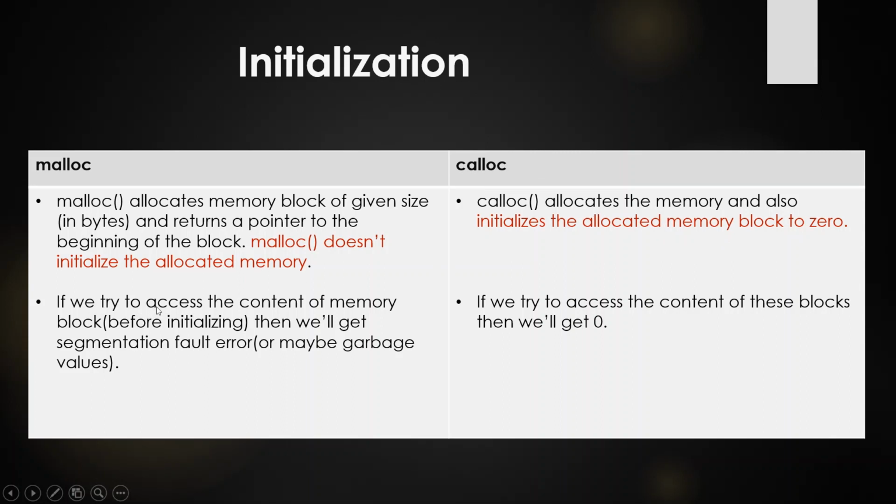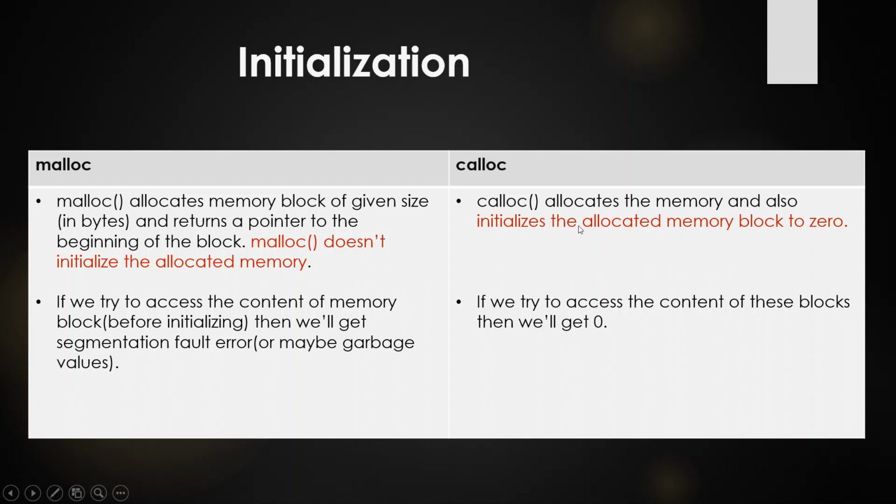Second point, if we try to access the content of a memory block before initialization, then we will get a segmentation fault error or maybe a garbage value. After dynamic memory allocation using malloc, we are not initializing to 0. If you try to access this memory with a pointer, we will get garbage values or segmentation fault errors. But if you have dynamically allocated memory using calloc, and you try to access the content of these blocks, you will get 0.